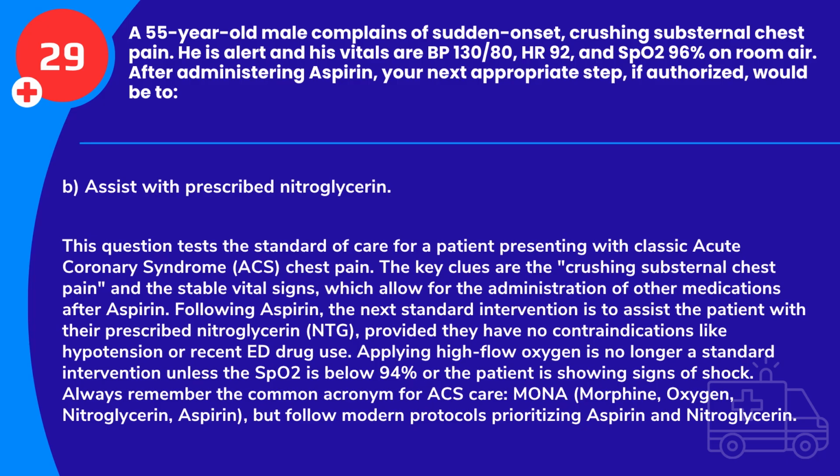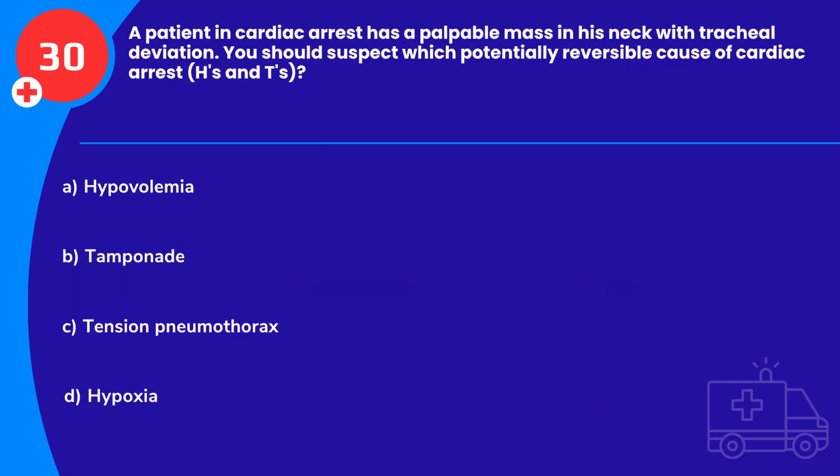Applying high-flow oxygen is no longer a standard intervention unless the SpO2 is below 94% or the patient is showing signs of shock. Always remember the common acronym for ACS care: MONA, morphine, oxygen, nitroglycerin, aspirin, but follow modern protocols prioritizing aspirin and nitroglycerin.